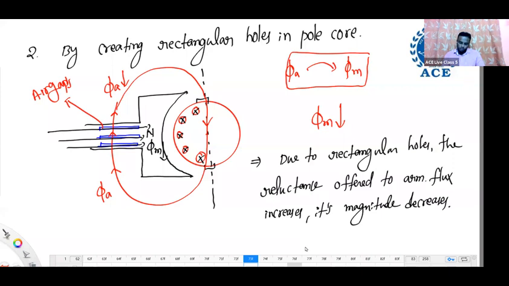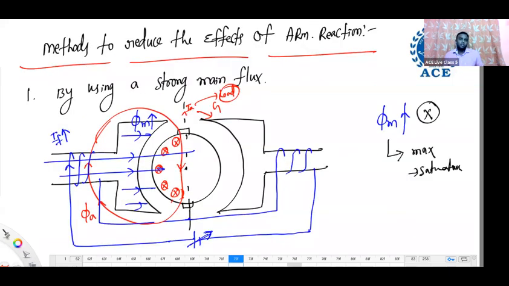Yes, very good. Rajendran, you also said right. Whenever there are rectangular holes, the mechanical stability of the pole will reduce. Yes, the strength of the pole will reduce because of the holes. That's why we don't use all this.